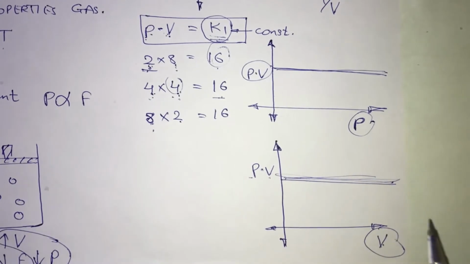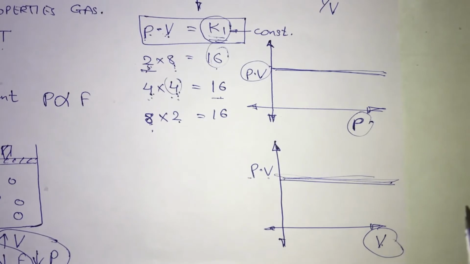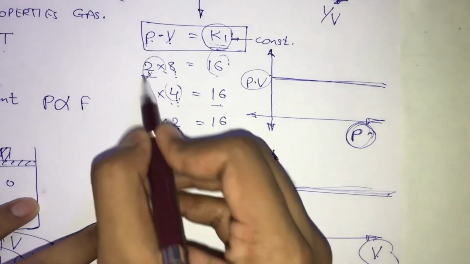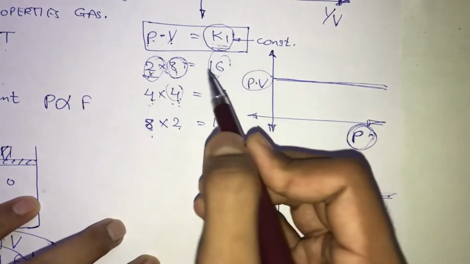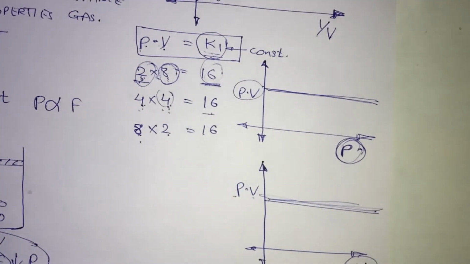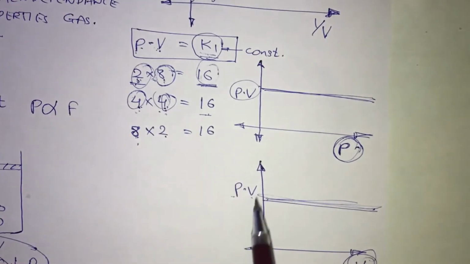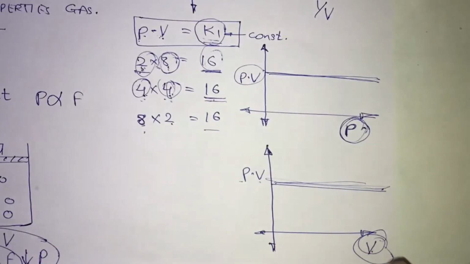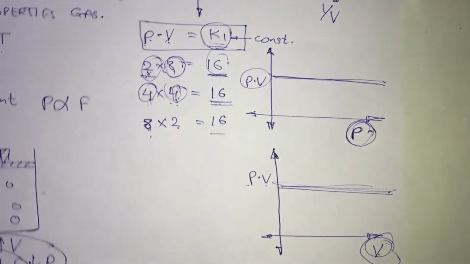Now can I comment one thing? Listen carefully to what I am going to say now. When we change the pressure, the volume adjusts itself to get the same constant value, and when we change the volume, the pressure is going to adjust itself to get the same value of constant. Okay, so I hope both these graphs are clear for you.